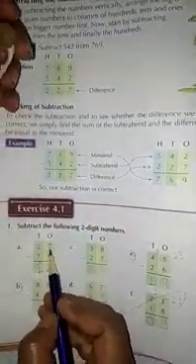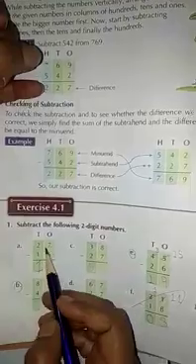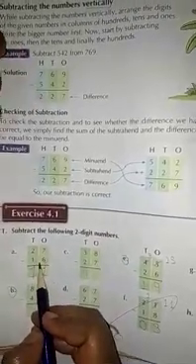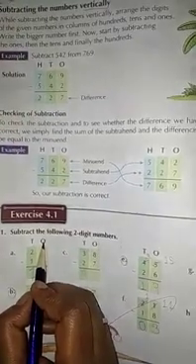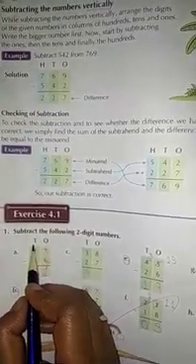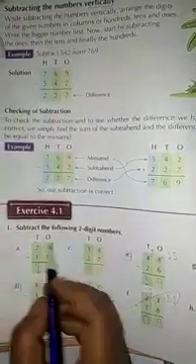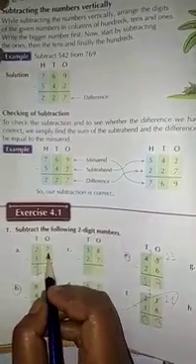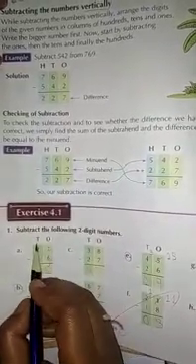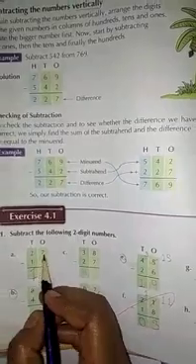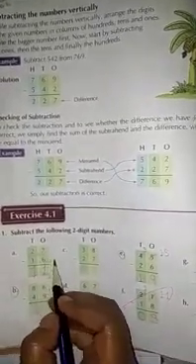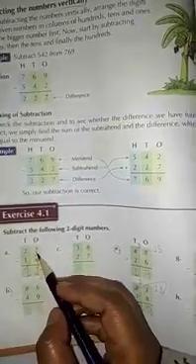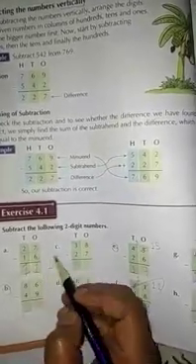You see 27 is given and 16 is given. It means we have to subtract 16 from 27. O means ones and T means tens. So at first which one will we subtract, O or T? We are going to subtract O first. This line is called the minuend and this line is called the subtrahend. From the minuend we have to subtract the subtrahend.